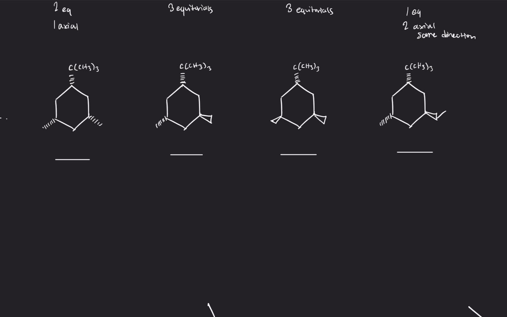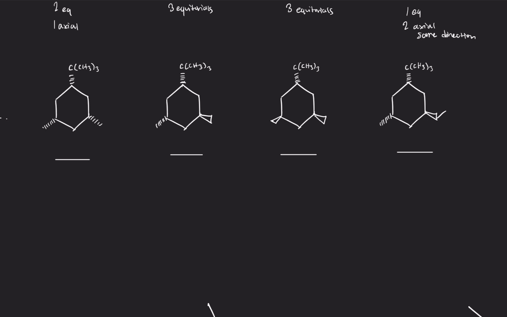So when you see these type of problems, you want to number the ring in such a way that you have your biggest group on an equatorial position. You never want to have a tertiary butyl on an axial position. That's another big no-no. If you have a tertiary butyl on an axial position, something bad will happen. I've never tried to put a tertiary butyl on an axial position, so just stay away from that. It's just way too big.